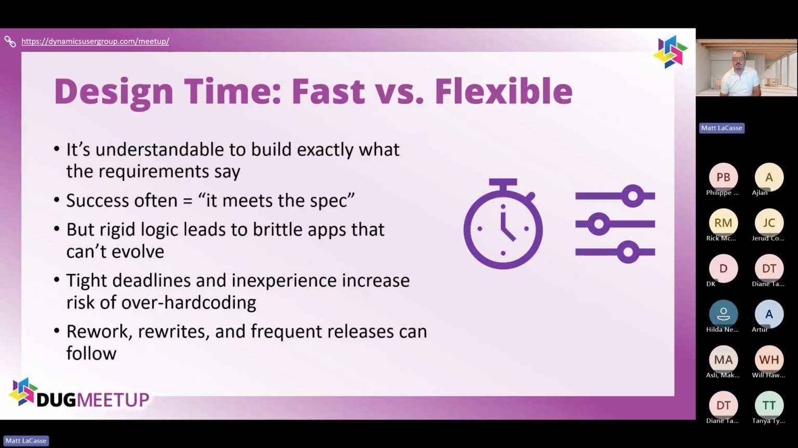Before we dive in any further, we can consider this tip 0: this all happens at design time, before you're ever actually writing the code. We're talking about developing fast versus developing flexible. It's understandable to build to exactly what the requirements say, but that's not necessary. Let me explain what I mean by that.